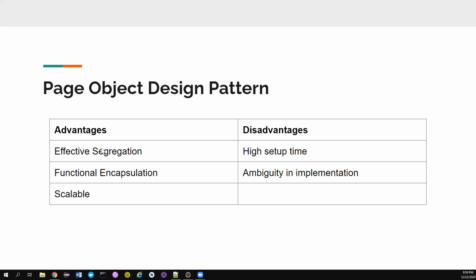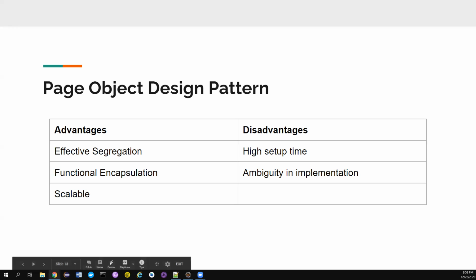Suppose, imagine you have a website like Amazon. It has a lot of pages, right? So it can be an advantage for some of them, but it comes under disadvantage because it needs a lot of time to set up, right? And again, there is an ambiguity in the implementation.